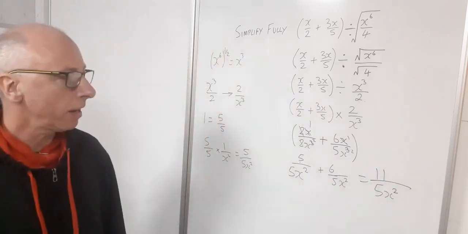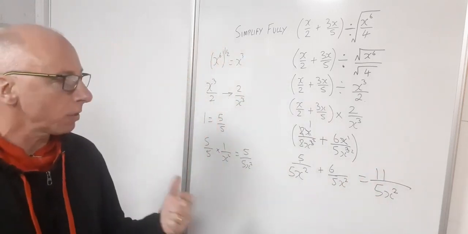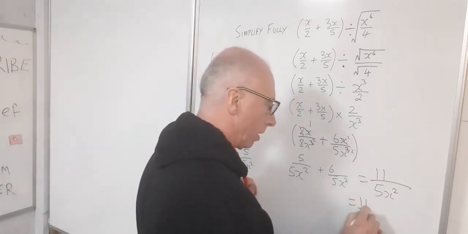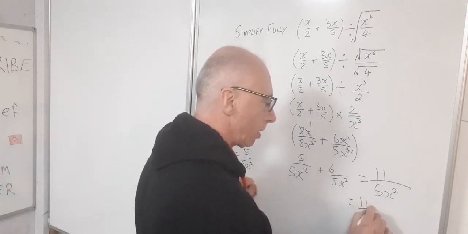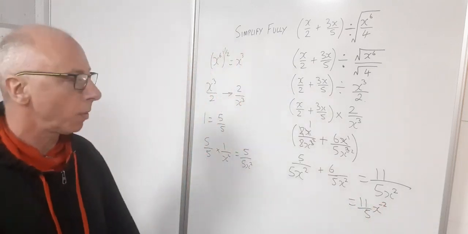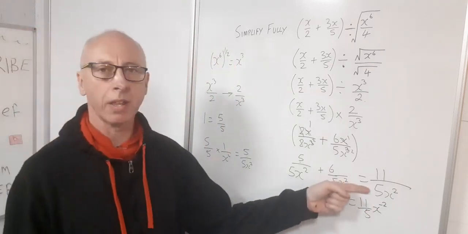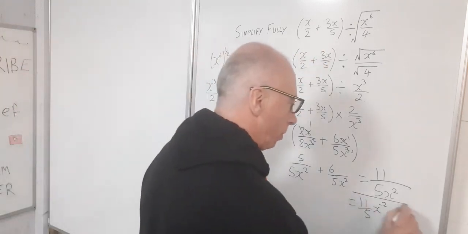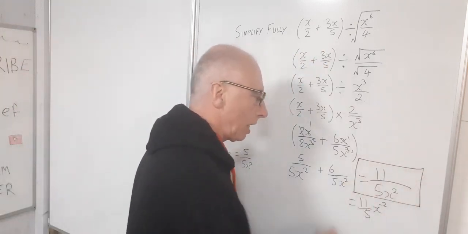So that would take care of that. Now if I wanted to write that out as a fraction, I could write that as 11 fifths x to the minus 2. So I could also write it like that if I wanted to as well. But I'm going to submit that as it's in the format of the original question. So that would be my final answer, and that would be a good place to stop.